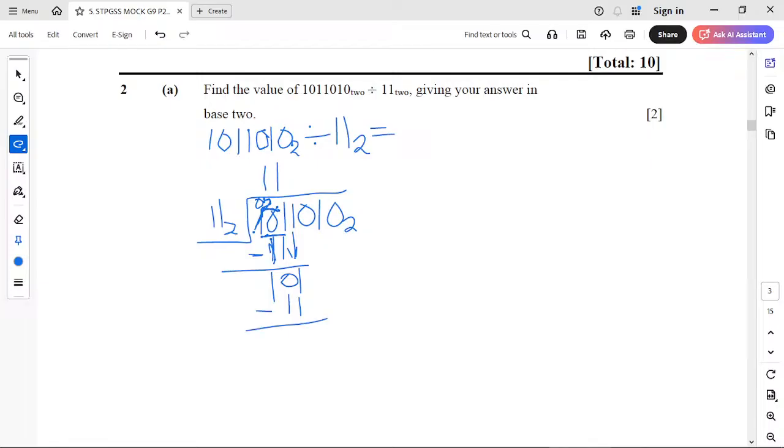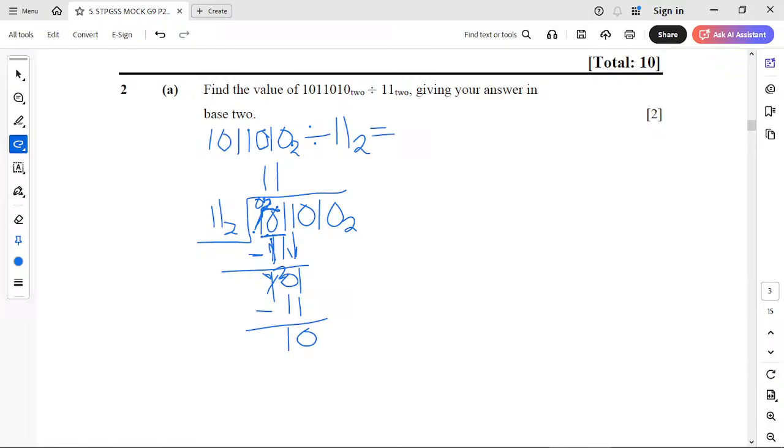Then we say 1 minus 1 will give us 0. 0 minus 1, it can't. We borrow 1 from here. That means here we remain with 0, and here we have 2. Then 2 minus 1 will give us 1. Okay, then we have 1 0.